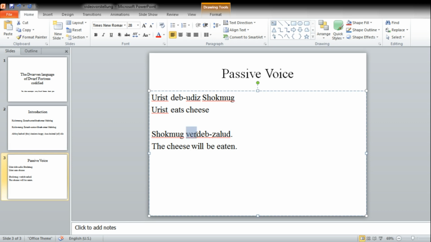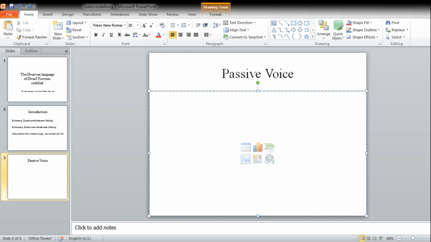But you can see that the passive voice is marked by ver. However, in English, you could add an extra bit, "eaten by jurist," and that would tell you who ate the cheese. So this sentence, "jurist eats cheese," is functionally equivalent to "the cheese is eaten by jurist." However, this "by" is a preposition. Dwarven doesn't have prepositions, and that's a problem I'll deal with in a little bit once I have finished going through some more stuff. But that's the passive voice. It's fairly simple. I have more examples in the forum post, as always.